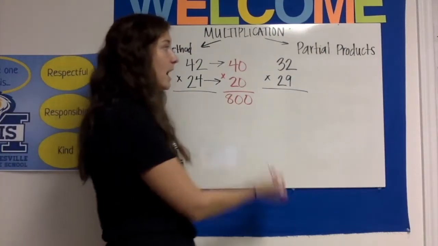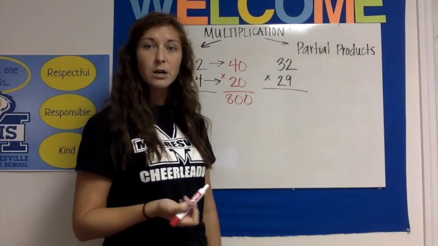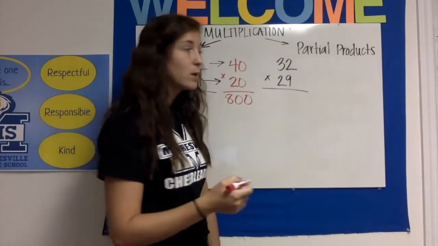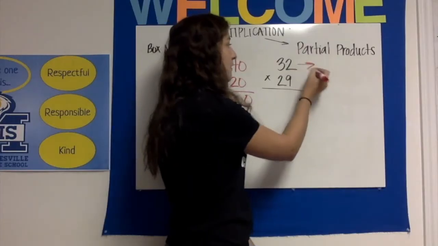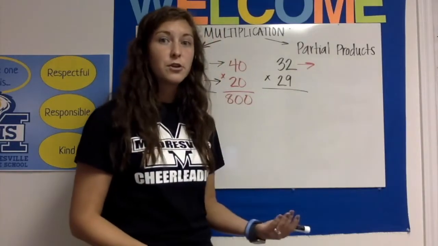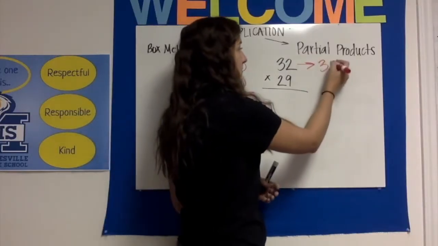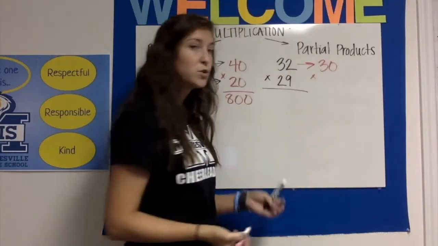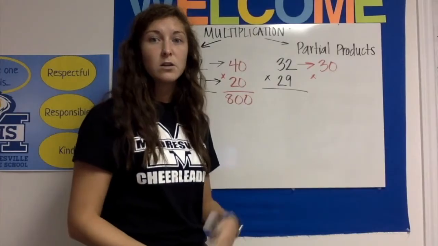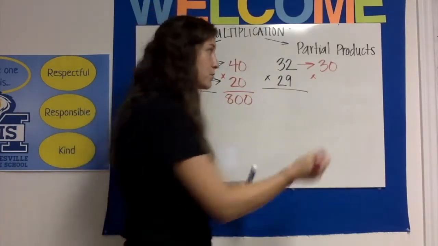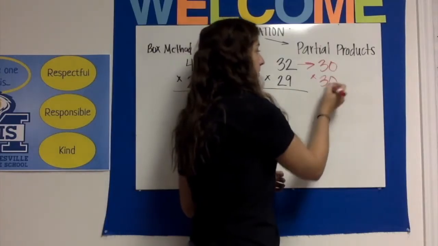The next one that we have is 32 times 29, and we're going to be using the partial products method with this one. So again, I'm going to round this one. I have 32. Is it closer to 30 or 40? So this one would be closer to 30. And then I have 29. Is 29 closer to 20 or closer to 30? So 29 is closer to 30.